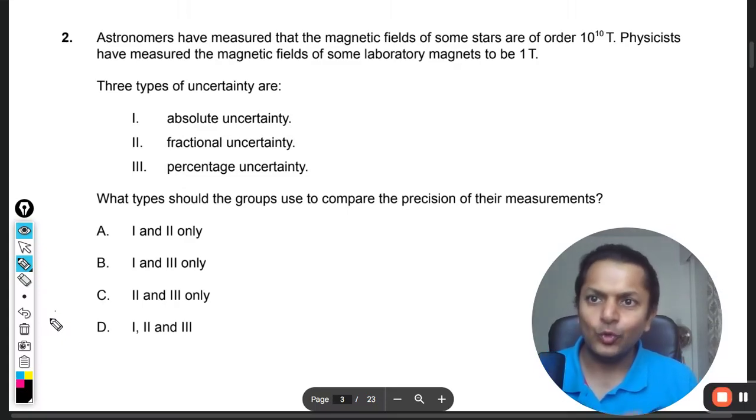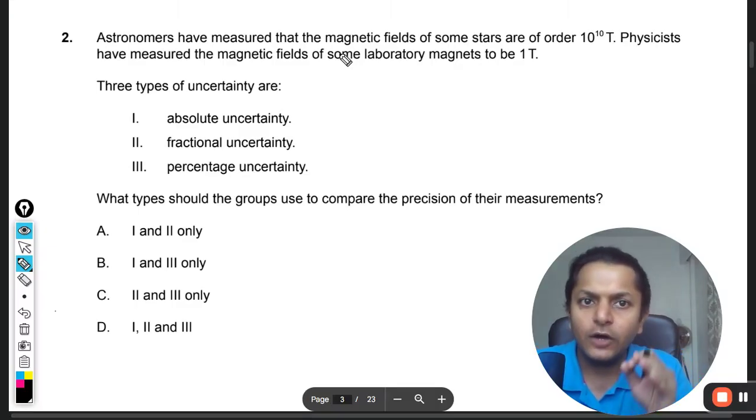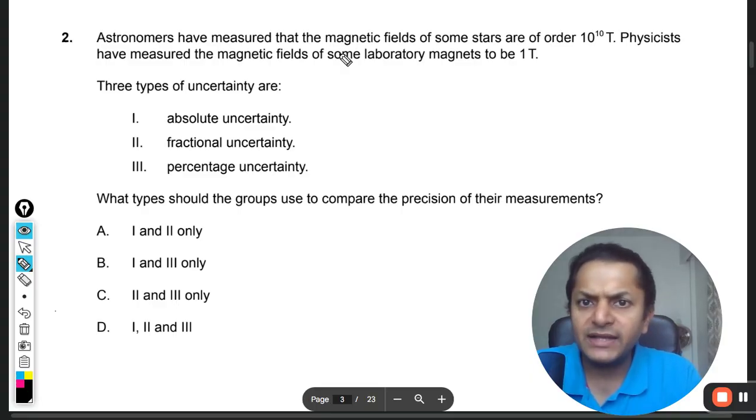Okay, so question number 2. Astronomers have measured that the magnetic field of some stars are of the order of 10 raised to power 10 Tesla. The physicists have measured the magnetic fields of some laboratory magnets to be 1 Tesla. So there are two measurements that they are making.